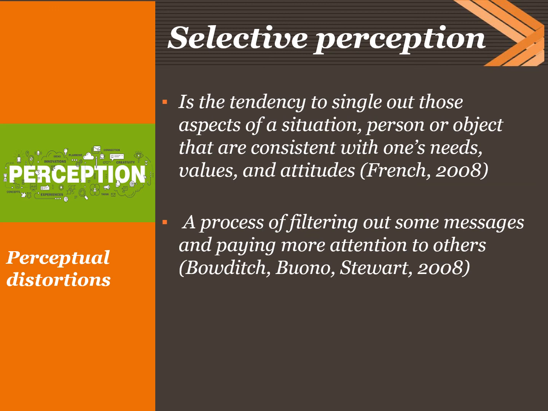Selective perception is the tendency to single out those aspects of a situation, person, or object that are consistent with one's needs, values, and attitudes. When we say selective perception also, it is a process of filtering out some messages and paying more attention to others. So you just wanted to focus on one thing. You will not have to focus on, kumbaga, the whole thing. You just wanted a particular situation.